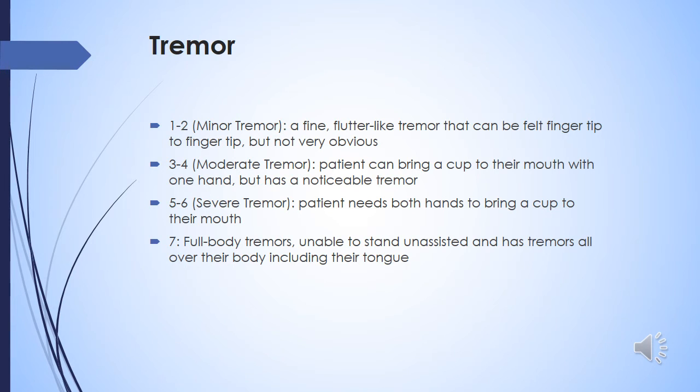One such category is tremors, which uses terms like moderate or severe without giving a more detailed description. With minor tremors, a 1 or a 2, you can feel fine flutter-like tremors when you touch their fingertips. That's not obvious on the general examination. With moderate tremors, a 3 or a 4, a patient could bring a cup of water to their mouth with one hand, but you can see a noticeable tremor when they do this. With a severe tremor, a 5 or a 6, a patient needs both hands to bring a cup of water to their mouth. A 7 would be if a patient is having full body tremors, which makes it impossible for them to stand unassisted and can even cause their tongue to tremor.